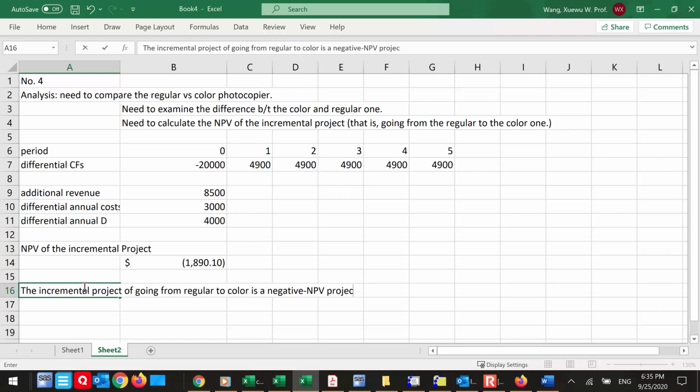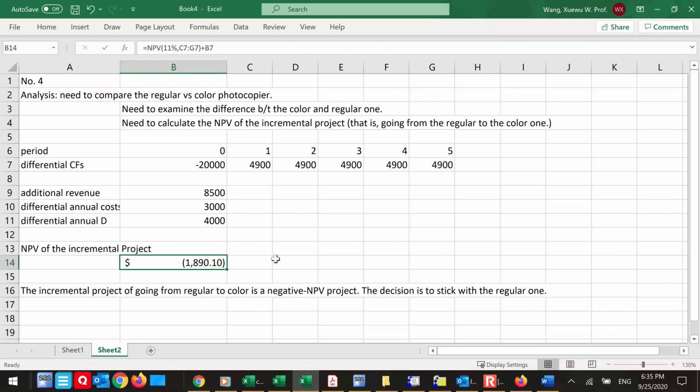That means the decision is to stick with the regular one. In other words, it's not worth it. This is very similar to the differential cash flows for buying versus leasing. The loan you're taking out is too expensive, so you don't want to go with the leasing option, and you want to stick with buying. In this case, if you go from regular to color, it's a negative NPV project, so you don't want to do that. I hope this is useful. I'll stop the video here.